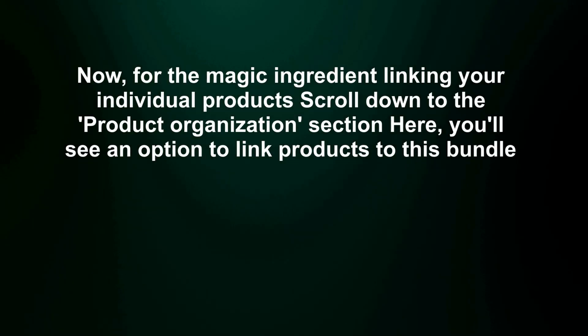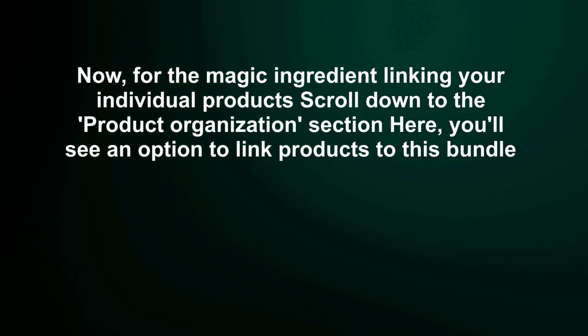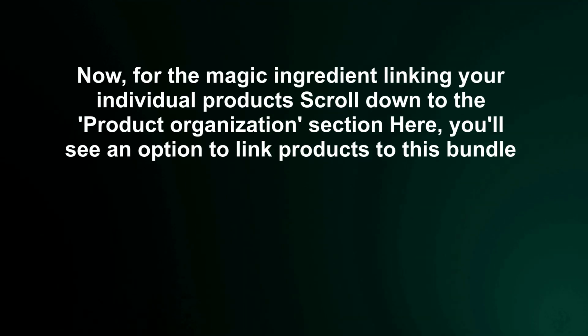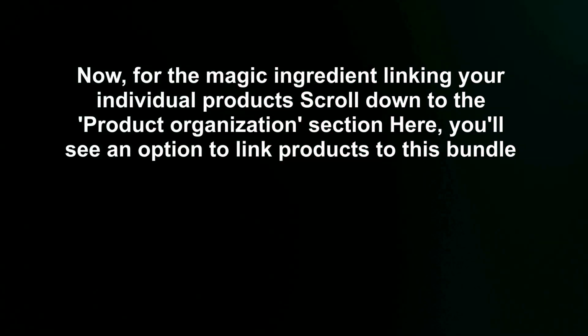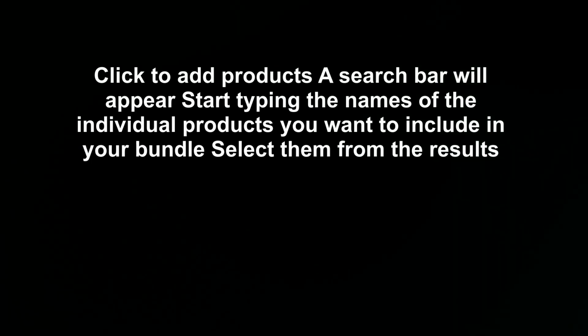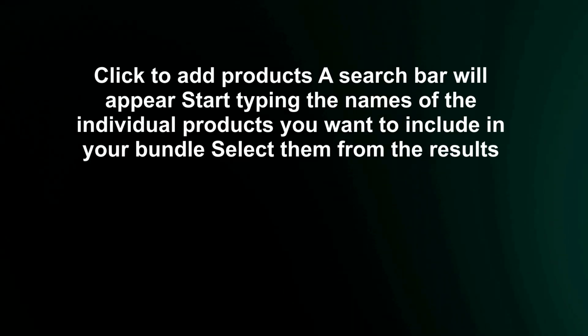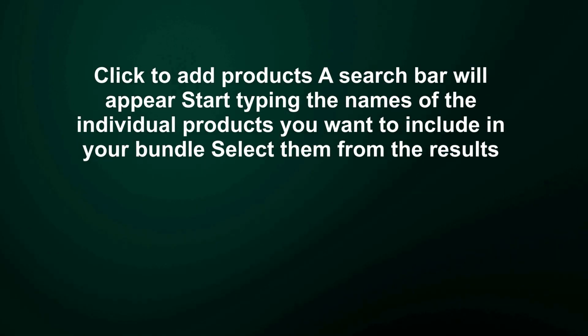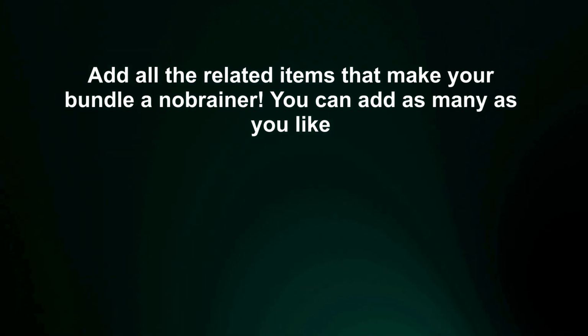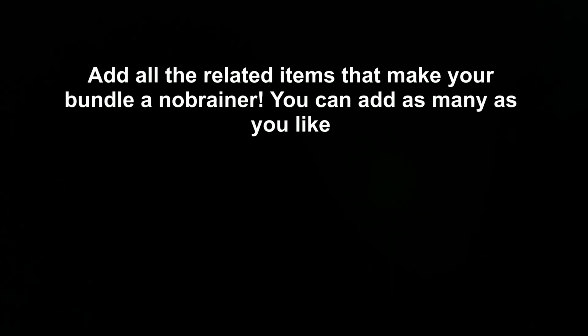Now, for the magic ingredient linking your individual products, scroll down to the product organization section. Here, you'll see an option to link products to this bundle. Click to add products. A search bar will appear. Start typing the names of the individual products you want to include in your bundle. Select them from the results. Add all the related items that make your bundle a no-brainer. You can add as many as you like.